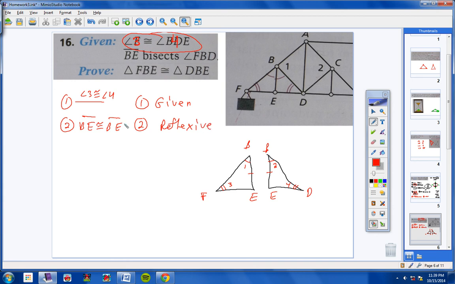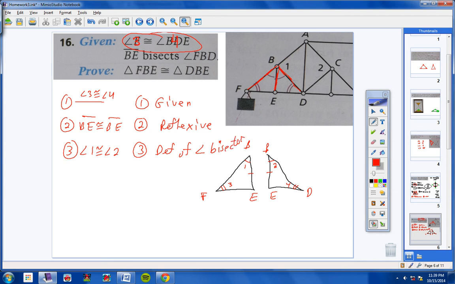Okay, now look at this. Right here in your given, look at your given. BE bisects this big angle. Okay, this big angle right here is cut in half by this angle here. So I can state that angle 1 is congruent to angle 2, and the reason would be definition of an angle bisector. Okay, definition of an angle bisector.